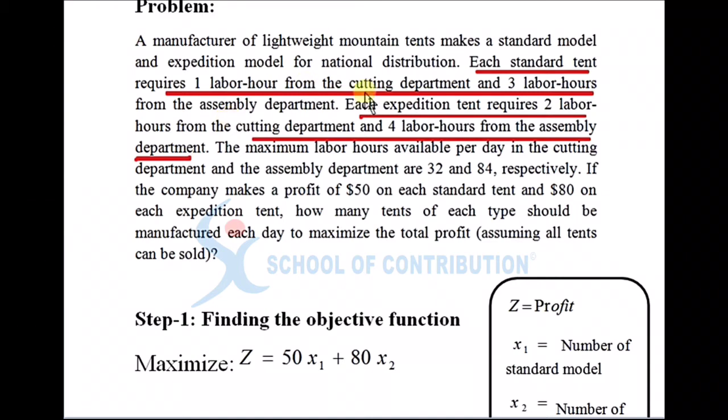That means we have some resource constraints over here, and we are also given another constraint: we can use a maximum of 32 and 84 labor hours for the cutting and assembly department.